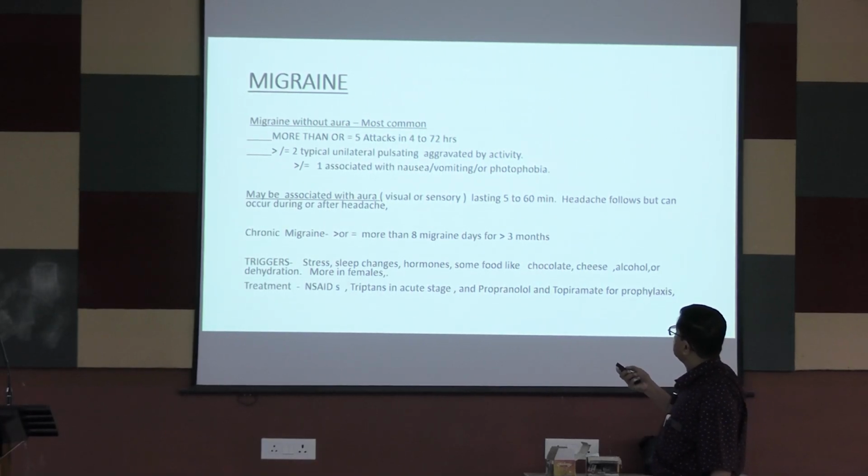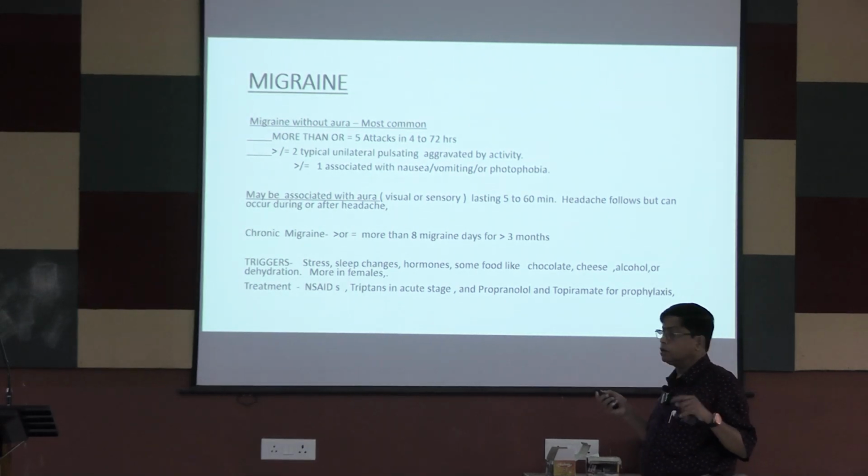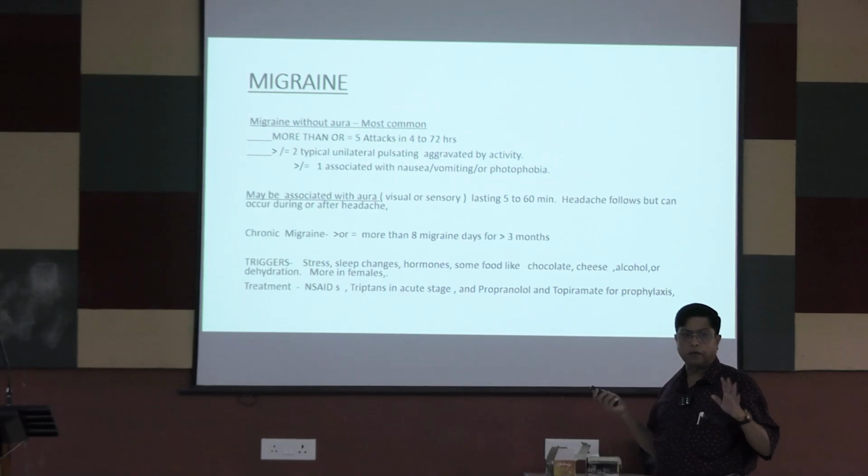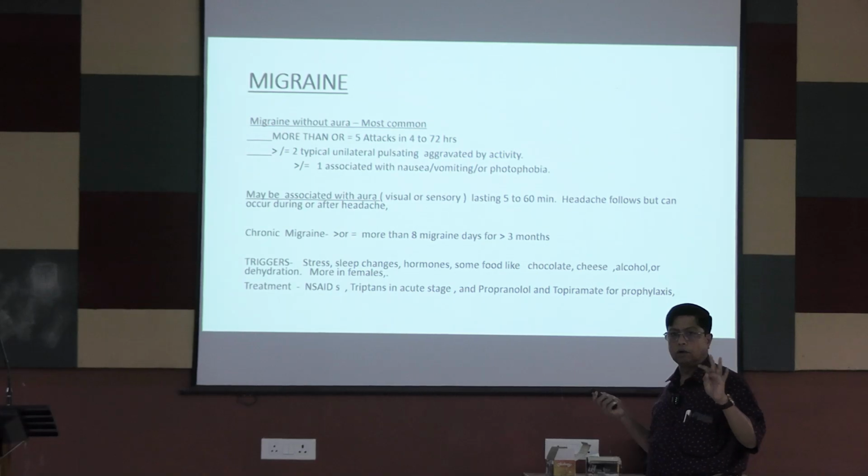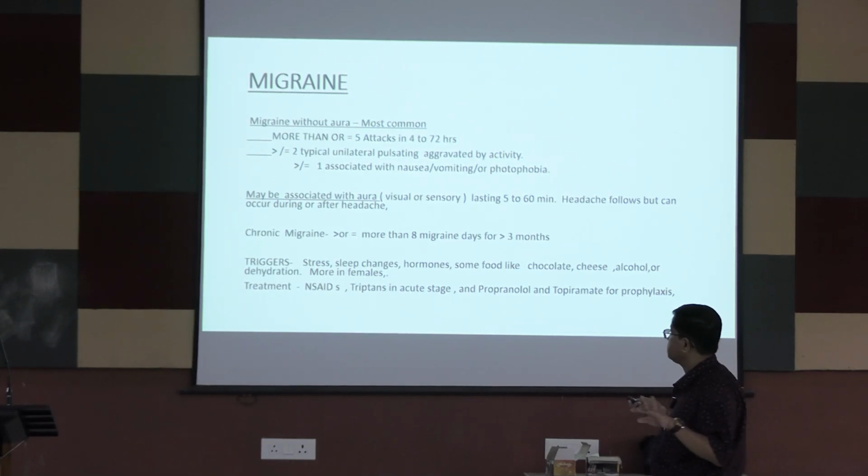Without aura, it is more than 5 attacks lasting 4 to 72 hours. But if the aura is present, mind it, if the aura is present, 2 or more attacks is sufficient to diagnose a case of migraine. So migraine with aura, only 2 attacks, we can diagnose the case of migraine. But if there is no aura, then you have to satisfy the condition that the patient should have at least 5 attacks.